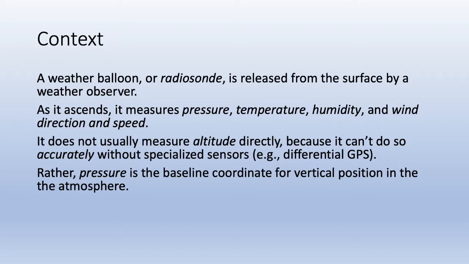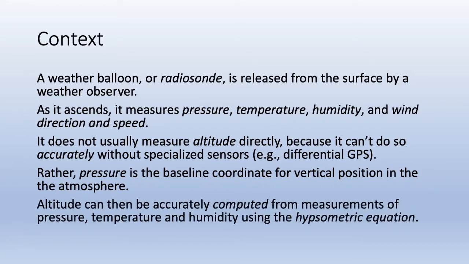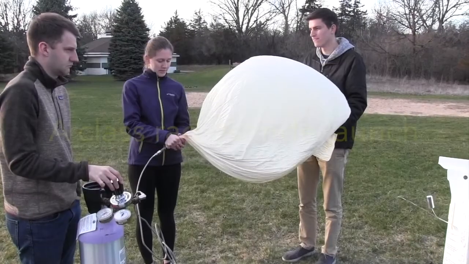Pressure always decreases from the surface going upward because the pressure at any level is always the weight of the atmosphere above it. So it can only go down as you go up. And so it serves as a very nice reference point for where you are. From the pressure and the temperature and humidity, you can then calculate altitude if you need it using the hypsometric equation.